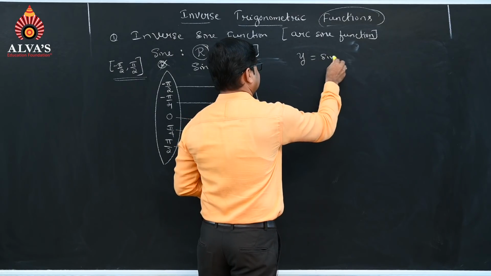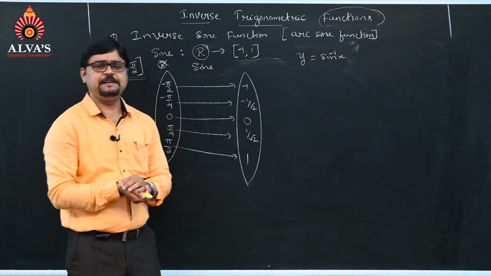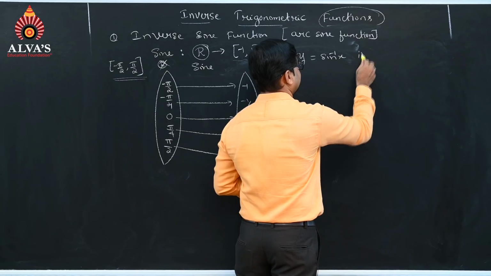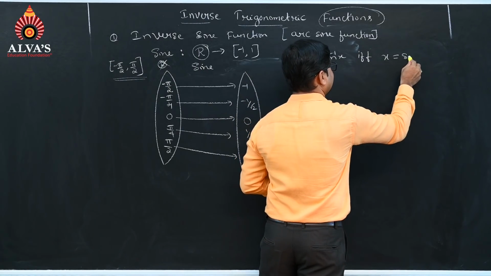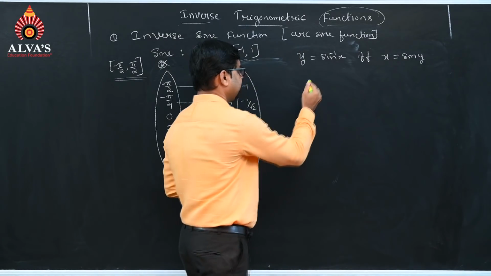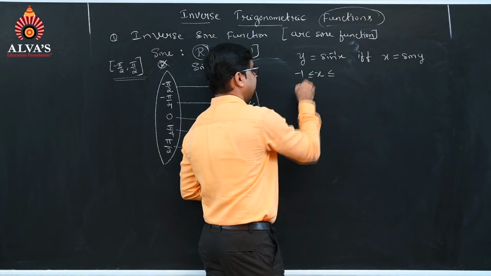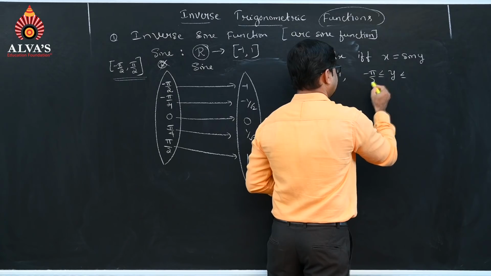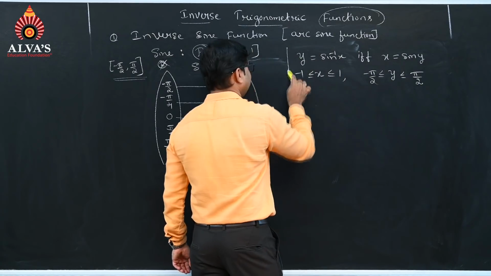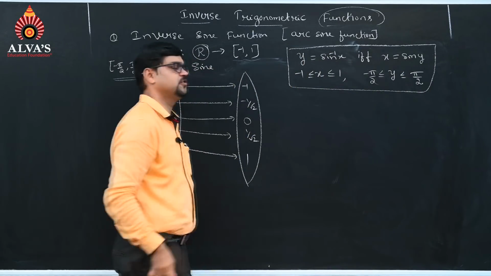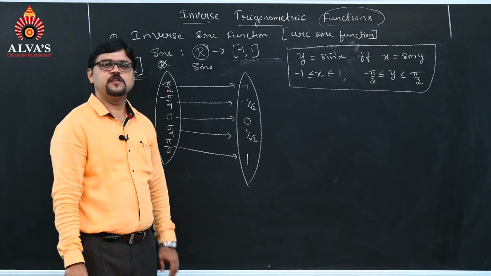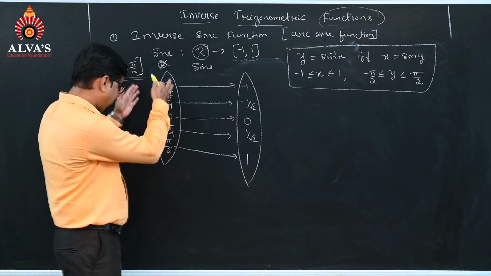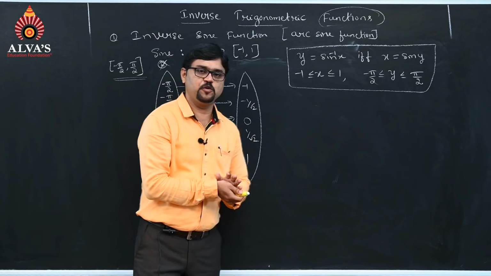Sine inverse x, the inverse sine x, can be defined as y equal to sine inverse of x if and only if x equal to sine y, where the x value lies between minus 1 to 1 and the y value must lie between minus pi by 2 to plus pi by 2. So this is the actual definition of the first one, the inverse sine function. First we check whether it is bijective or not. For that we restricted the domain as minus pi by 2 to plus pi by 2.